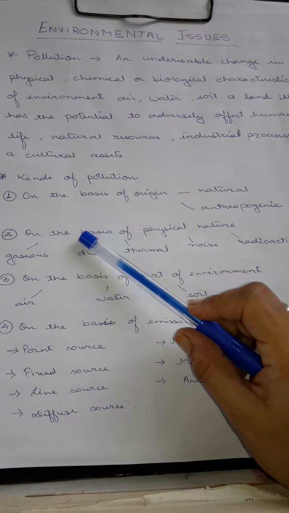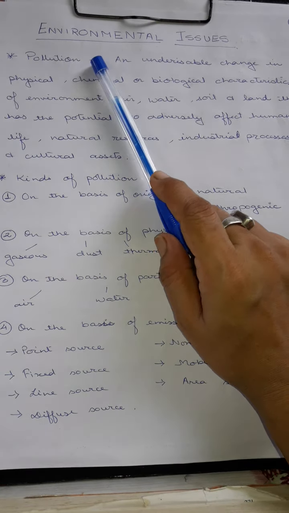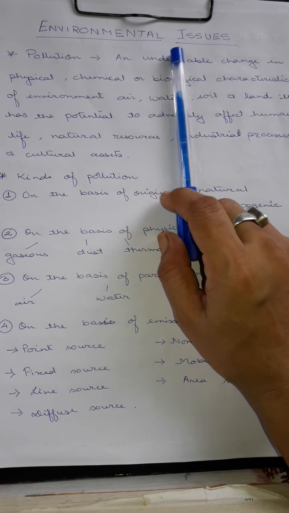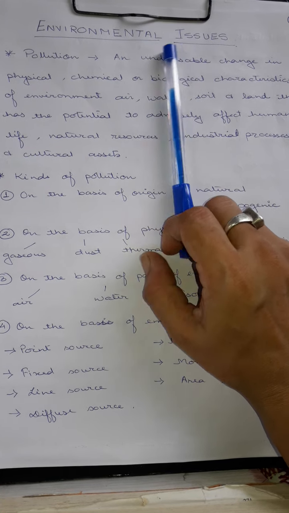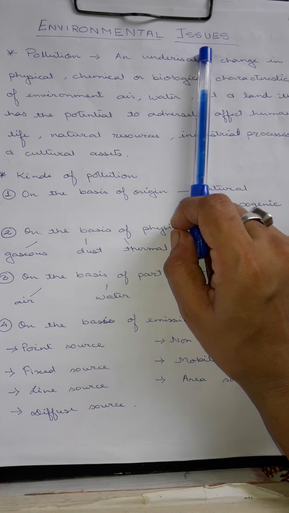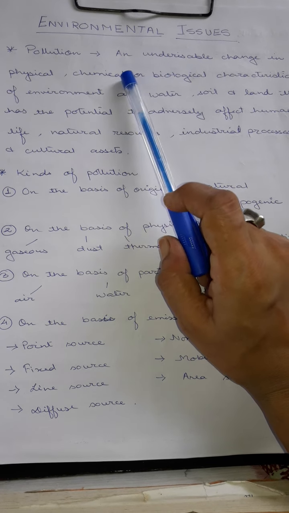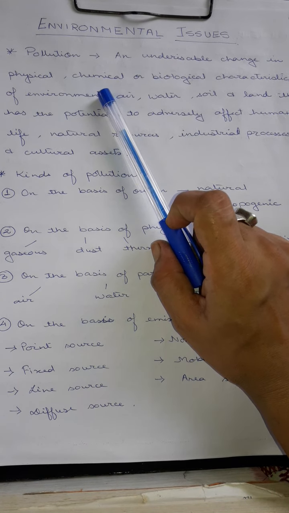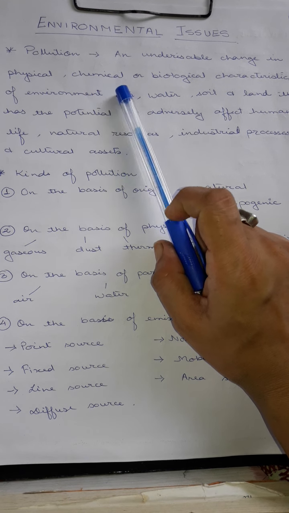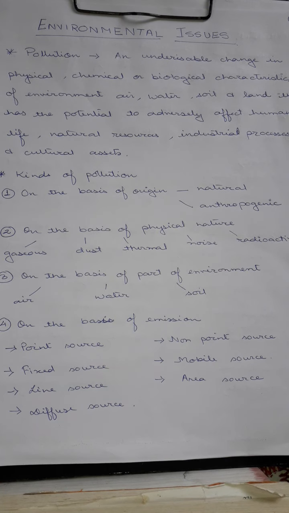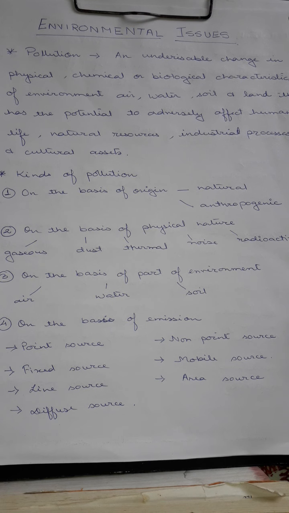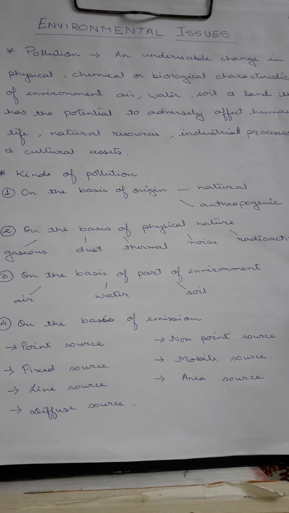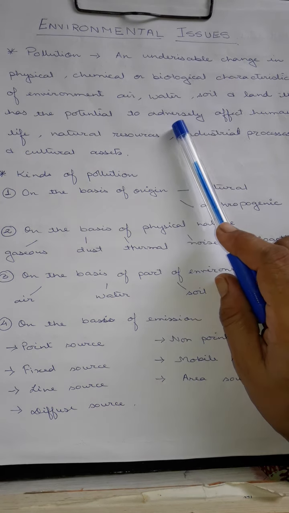Welcome students to the next topic to be discussed, that is environmental issues. Now, environmental issues means that here we will study about pollution, pollutants, the causes of pollution and the different types of pollution. That means all the factors that are causing harmful effect to the environment come under this particular chapter.